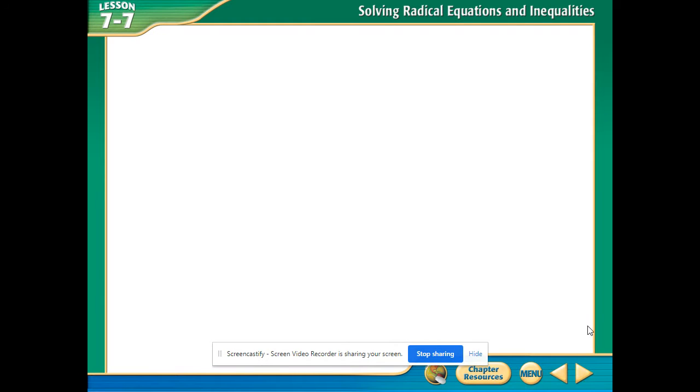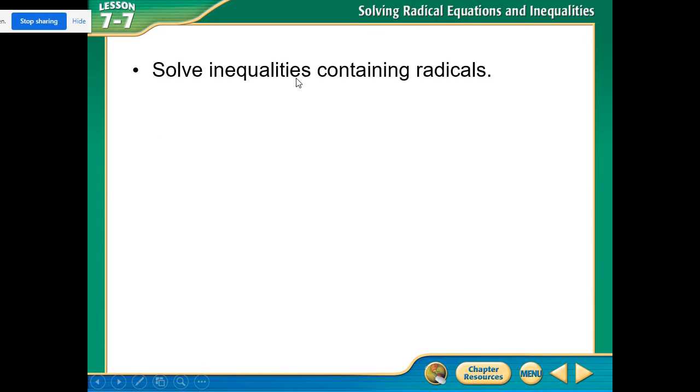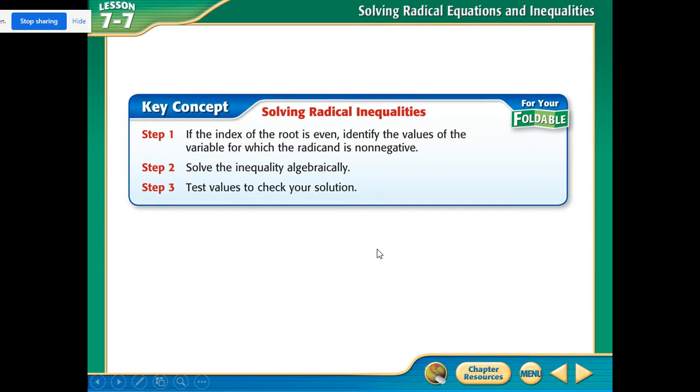All right, today we're going to be working with radical inequalities. Now, yesterday we did radical equations, and so we're going to do the second part of that, which is solve inequalities containing radicals. Now, little different steps here, just to try to confuse you, as always. So let me go through the different steps.